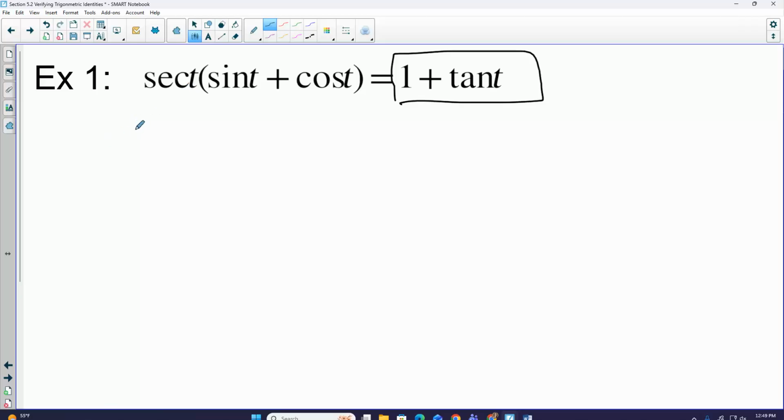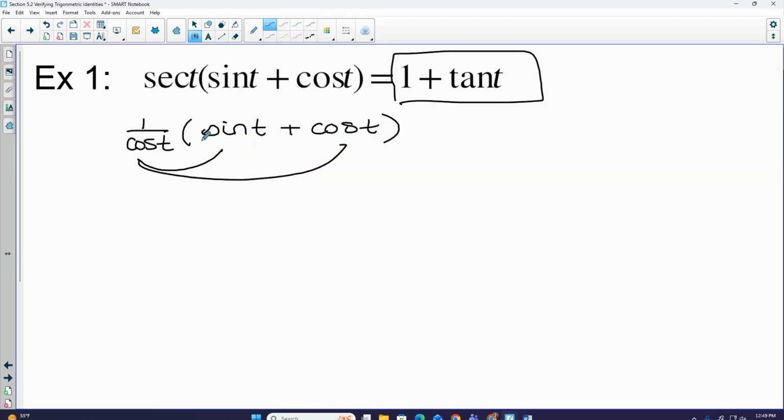Okay, I heard change secant to 1 over cosine, and I heard distribute. So can that be our first two steps? It really doesn't matter which one you do first. I'll go ahead and just write 1 over cosine t. So now when I distribute this, these are each just over 1. When you multiply the tops, you multiply the bottoms. So I get sine t over cosine t plus cosine t over cosine t.